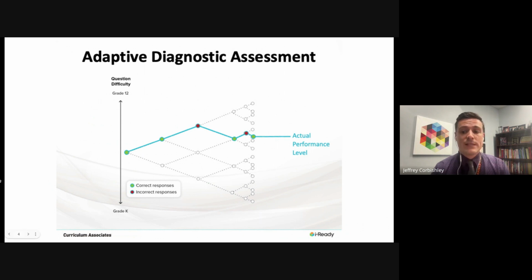Now, in order for the assessment to find this just right level, a student needs to actually answer 50% of the questions correctly and 50% of the questions incorrectly. This is a unique attribute of an assessment, but it allows the diagnostic to place a student at that right placement level with a high percentage of confidence.